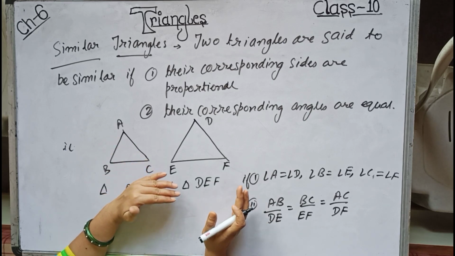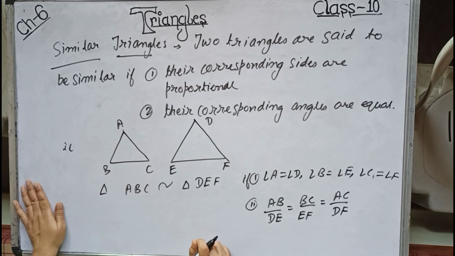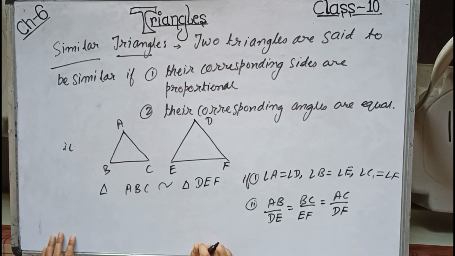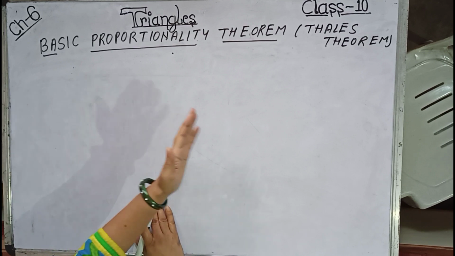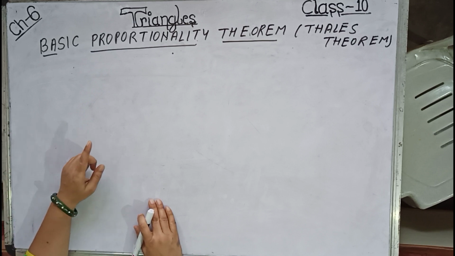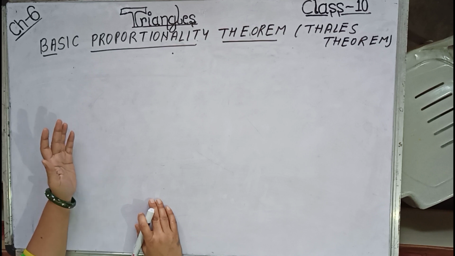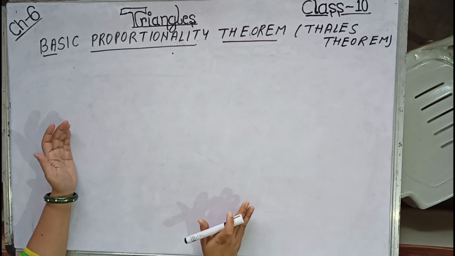Now we will be doing Thales theorem and then again back to the criteria of similarity. So now let us start BPT theorem or Thales theorem. The theorem which I was talking about is basic proportionality theorem or Thales theorem. So this theorem is also called BPT or Thales theorem. Now this is an important theorem of this chapter, whose proof is also included in the syllabus.